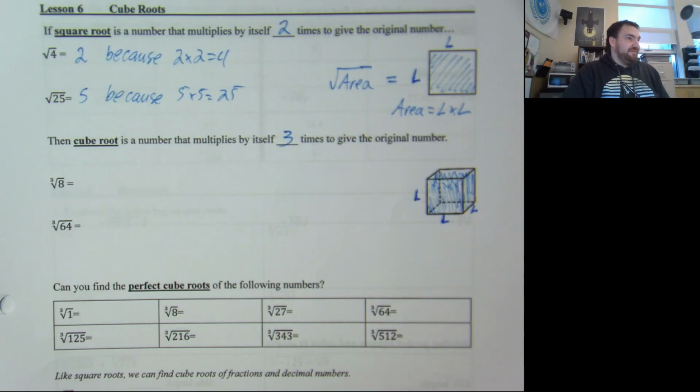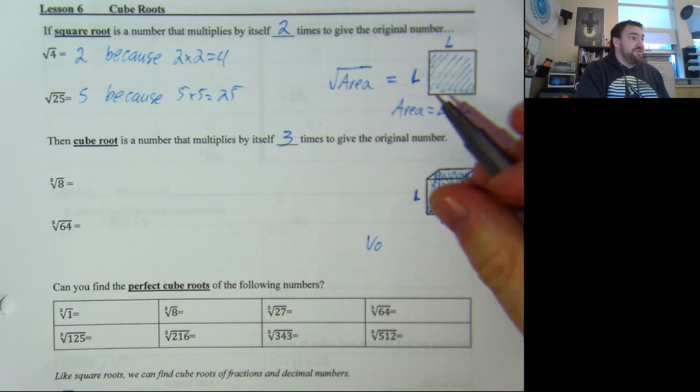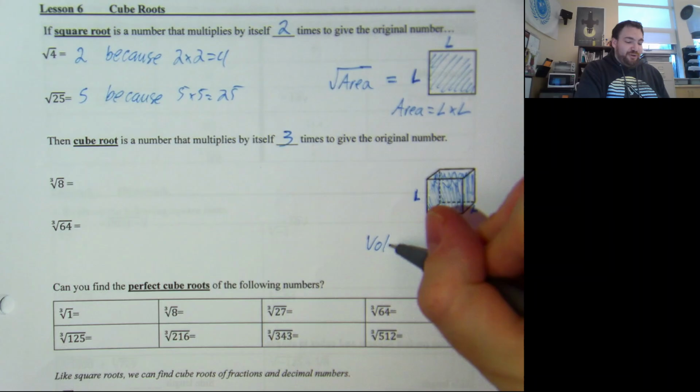Yeah, Dakota. So what concept is related to how much space a 3D object takes up? Starts with a V. Close. The volume.